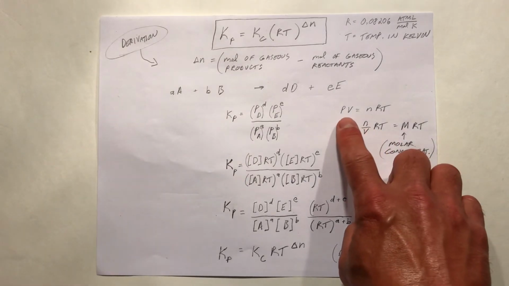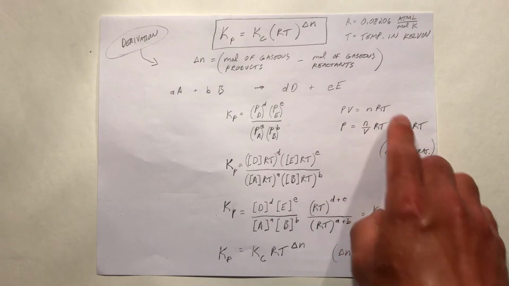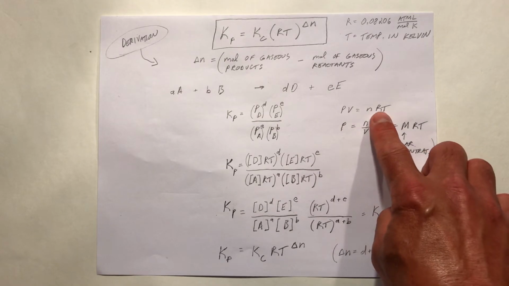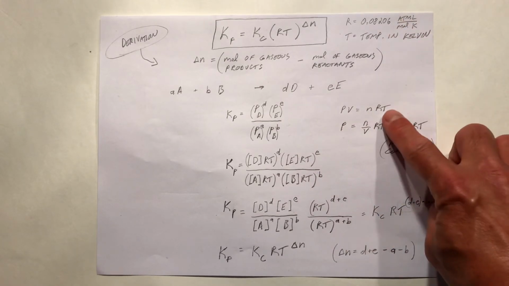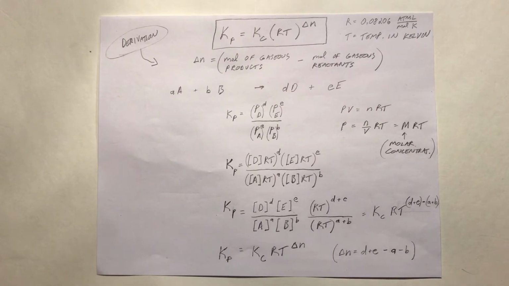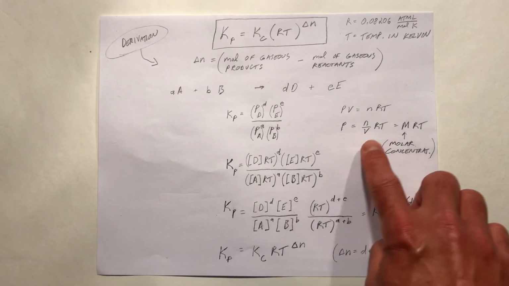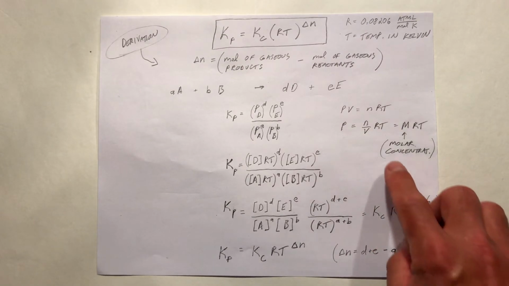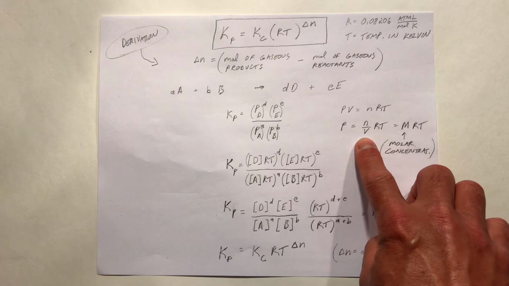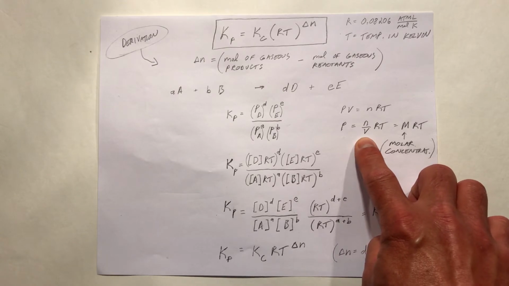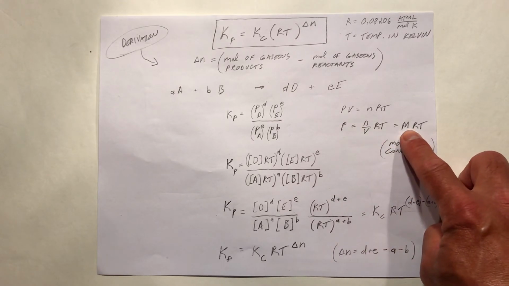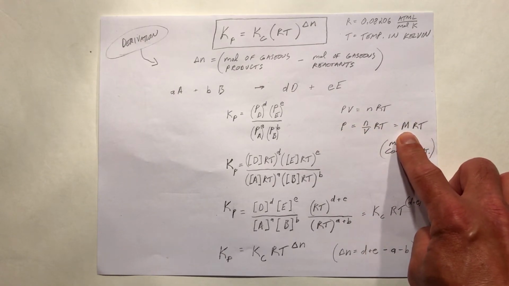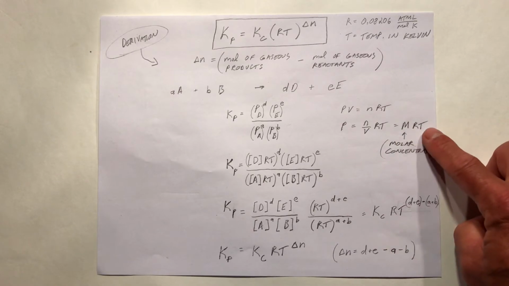Now, the ideal gas law says that PV equals nRT. P is pressure, V is volume, n is number of moles, R is the ideal gas constant, and T is temperature. We can rearrange this and say that P is equal to n over V times RT, and then we can substitute in for moles divided by volume. Well, that would be moles per liter if you had units, right? That's just molarity. So P is equal to capital M, for molar concentration, times RT.